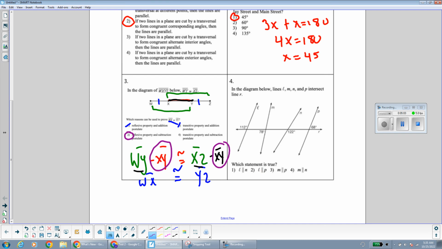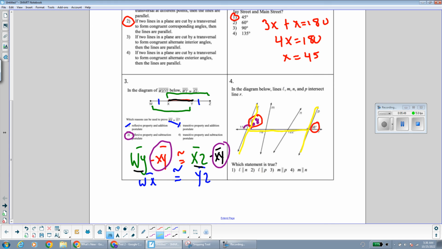In number 4, I need to tell which lines are parallel to each other. I know that each line and the line next to it have a supplementary relationship. So I can find that 180 minus 112 is 68. Looking around, the only angles congruent to another angle I have here are the two 68-degree angles. I see that one 68-degree angle is near line L, and the other 68-degree angle is really close to line P.